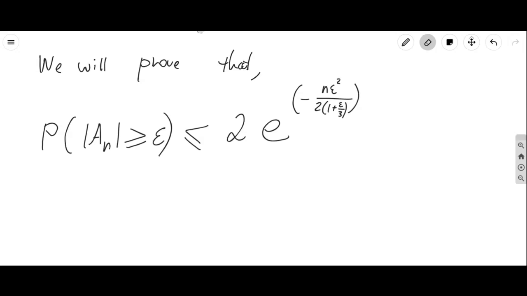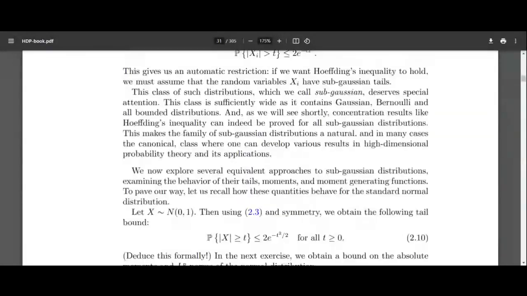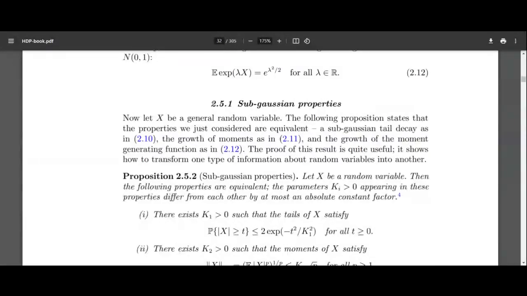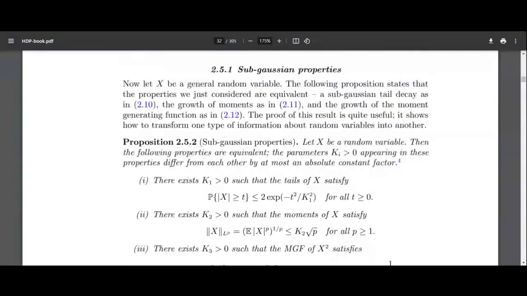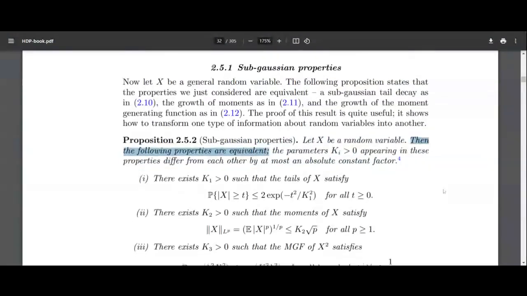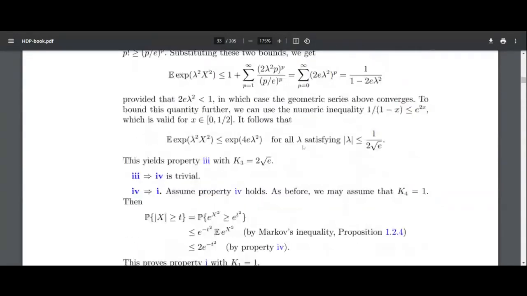And if you look at the book, let me just show you. I want to return back to the book one more time before we start proving things. So this is what I mean when you make assumptions. The author talks about these random variables that are known as sub-Gaussian, whatever that means. You have to define what that means. So he actually gives you a definition. Then the following are equivalent, and that's what he calls sub-Gaussian. So he shows they're all equivalent.